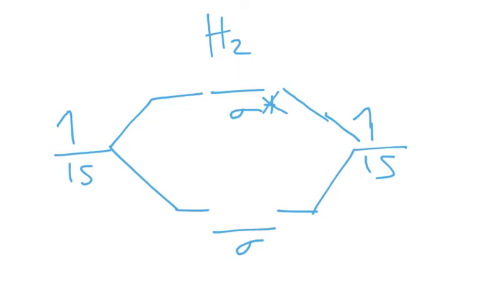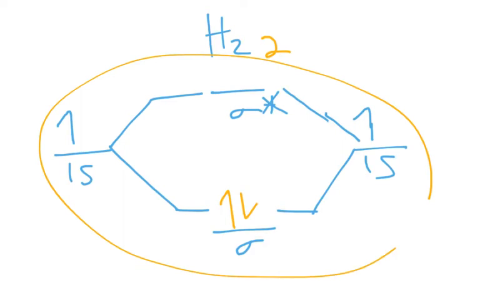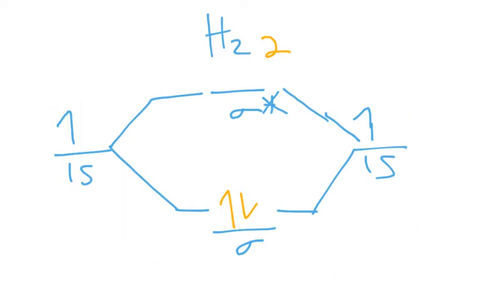So when we combine it, of course, we know that there's 1 electron on each side, so we have 2 electrons total. So we simply have to go 1, 2, and we're done. So this is the MO diagram for H2. So let's calculate the bond order.